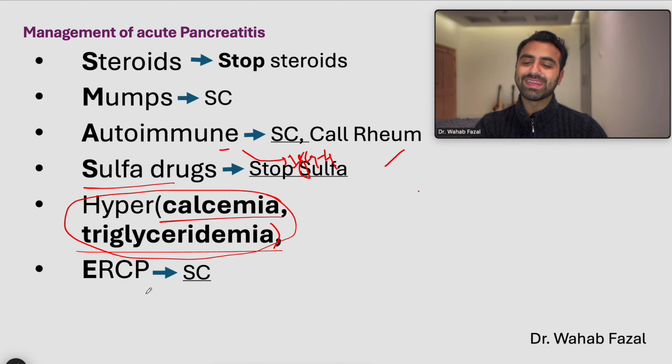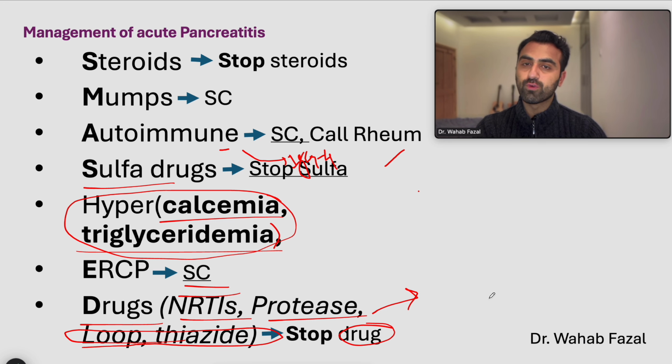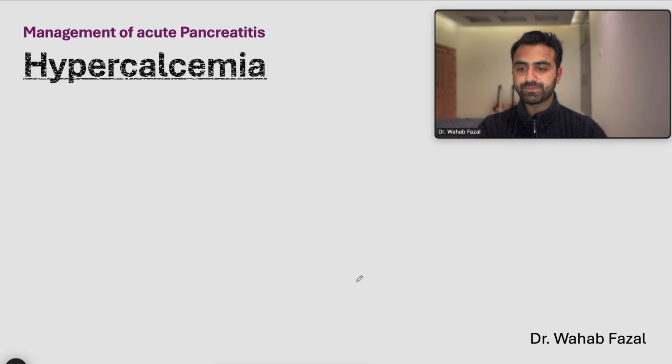And then drugs like NRTIs, protease inhibitors. Importantly, remember the loop and thiazide drugs. What do you do? You stop the offending drugs. And some other drugs that can cause it, of course, are azathioprine, GLP analogs, and antiepileptics like valproate. There are some of the things. And in most of the things, you stop the offending agent and you start the patient on supportive care.